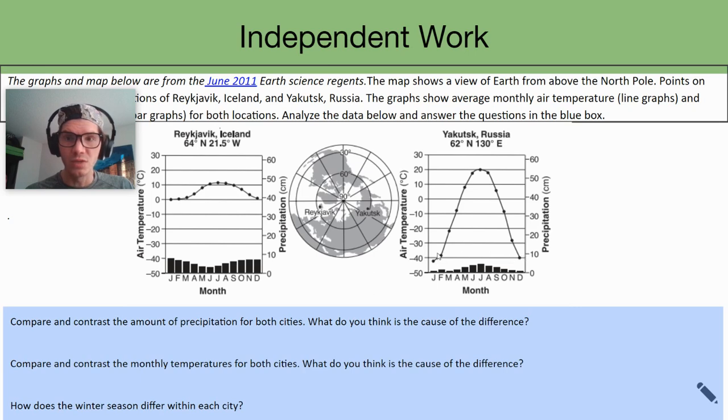Well, in Yakutsk, it looks like they have a significantly lower air temperature, and we can also discuss the amount of precipitation that both cities are experiencing in those winter months as well. So it looks like Iceland is getting much more precipitation, most likely in the form of snow, whereas Yakutsk is getting significantly less precipitation.